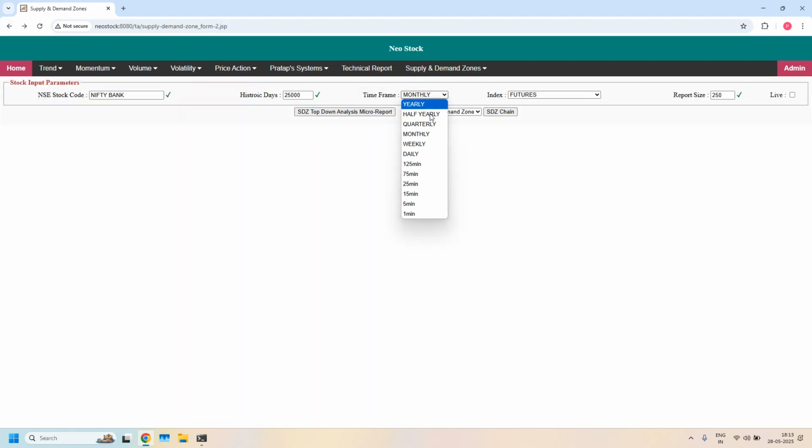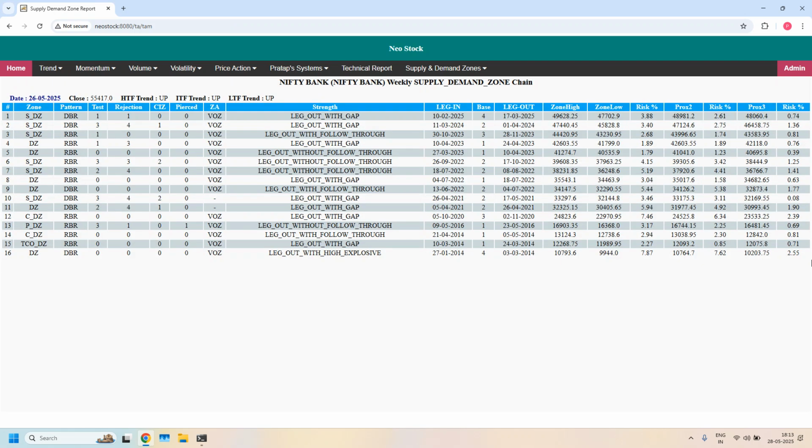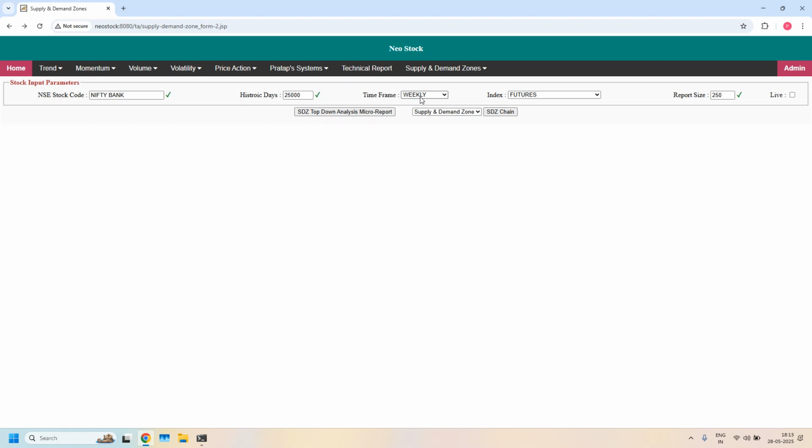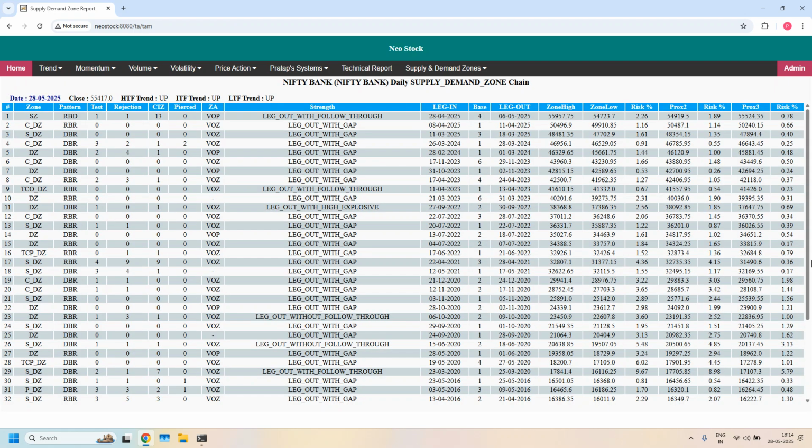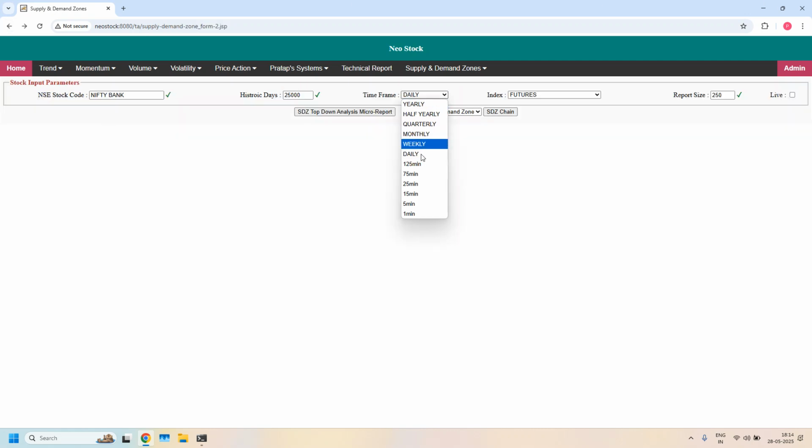Next, weekly supply demand zone chain for Bank Nifty. Next, daily supply demand zone chain for Bank Nifty. Next, 125 minutes supply demand zone chain for Bank Nifty.